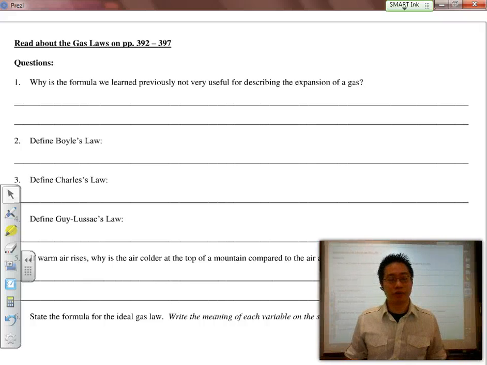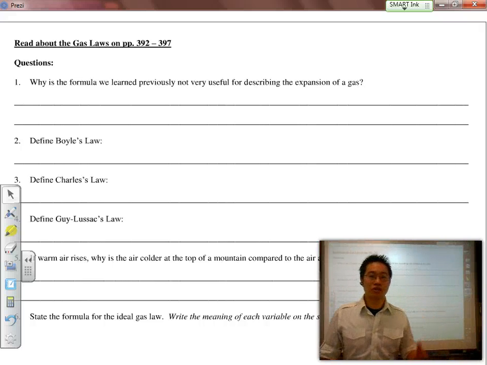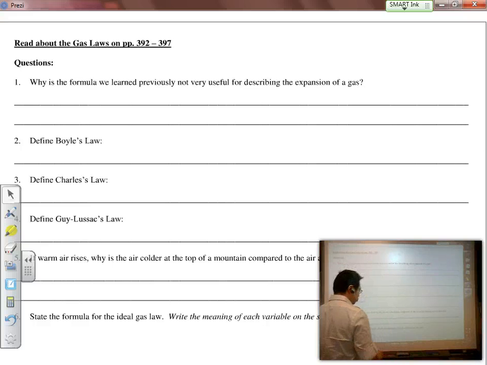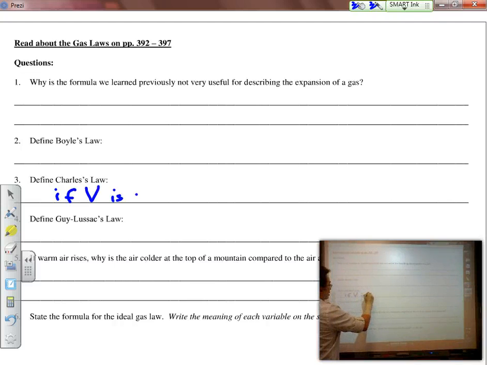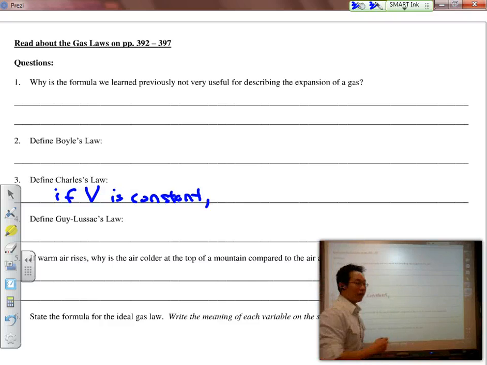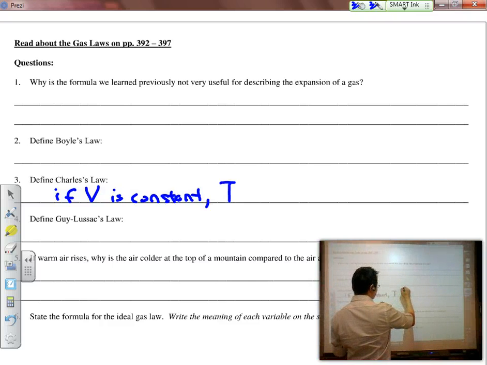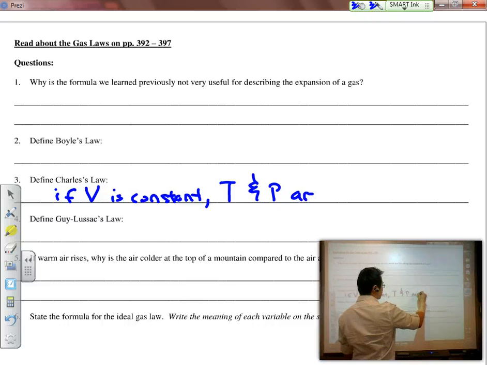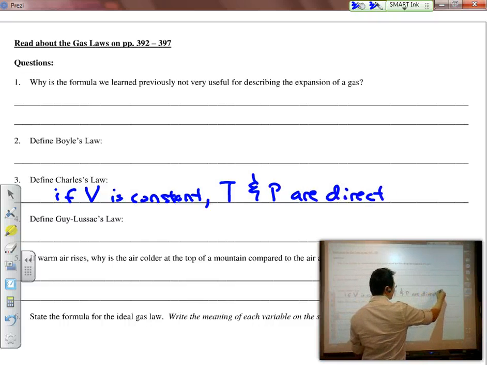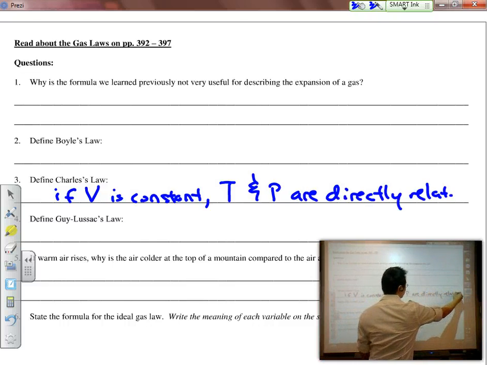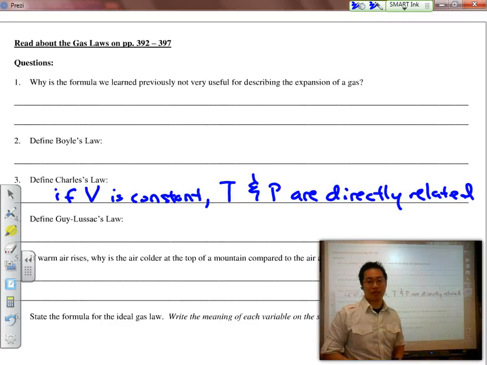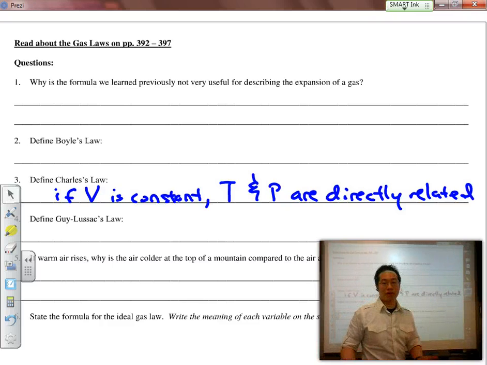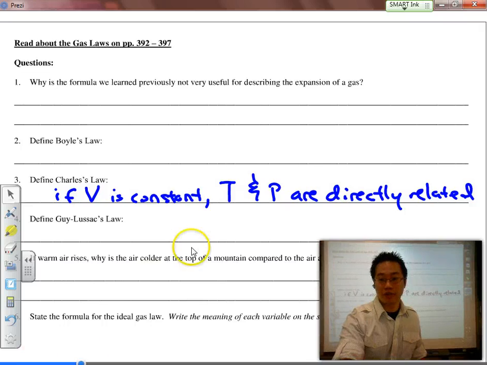And now we are going to talk about Charles' law. Charles' law talks about the relationship between temperature and pressure, assuming that volume is held constant. So if volume is constant, then temperature and pressure are directly related. Now, why might that be? Let's go back to our animation and take a look.